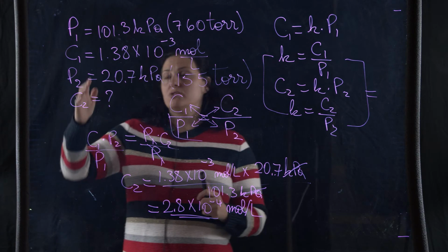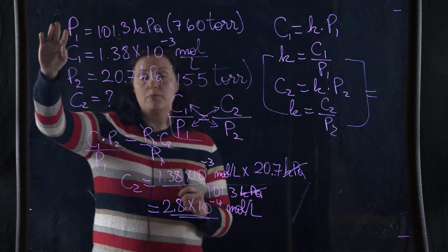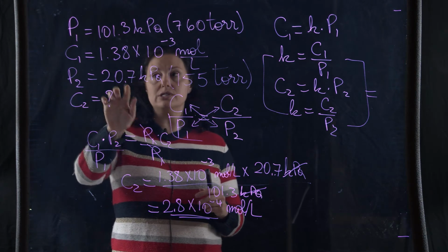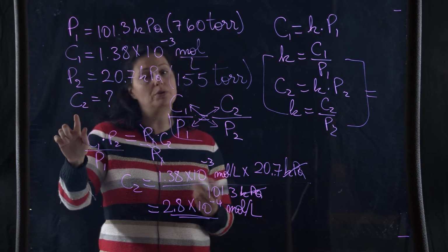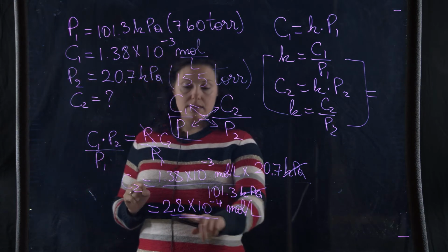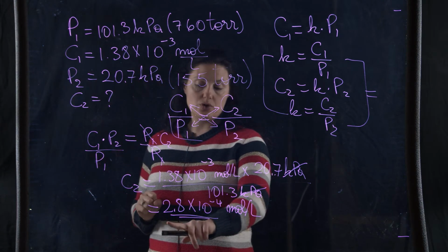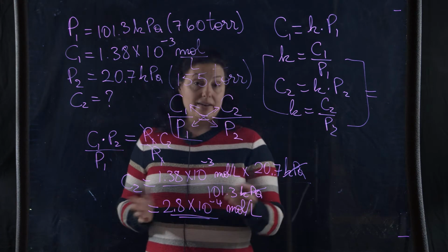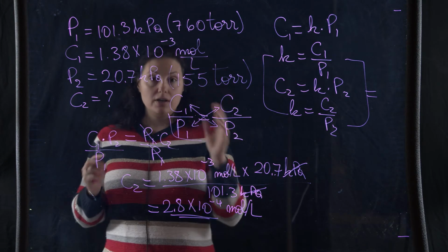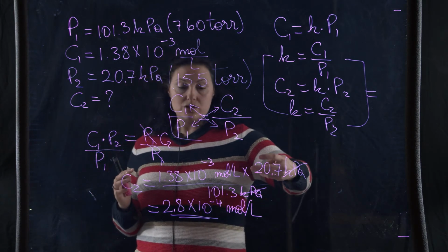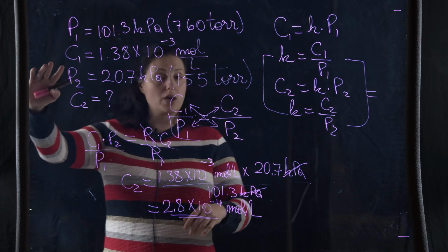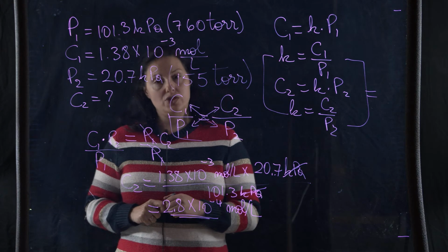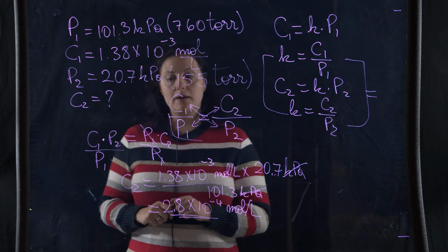So what are my conditions here? My initial conditions for pressure are higher than my final conditions. So P2 is lower than P1, which means that C2 should be lower than C1. And that is the case because I get a C2 of 2.8 times 10 to the minus 4th moles per liter. So I have done my math correctly. If you had flipped the pressures around, you would get a larger number, which would contradict what we know to be the relationship between pressure and concentration, so you could catch that mistake.